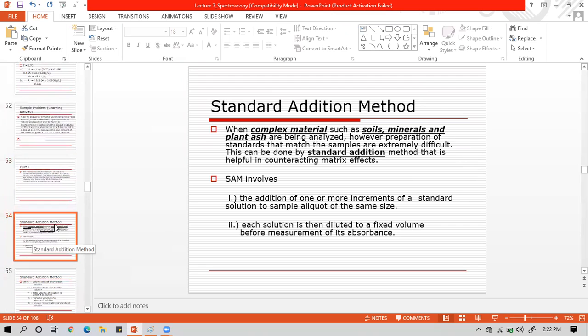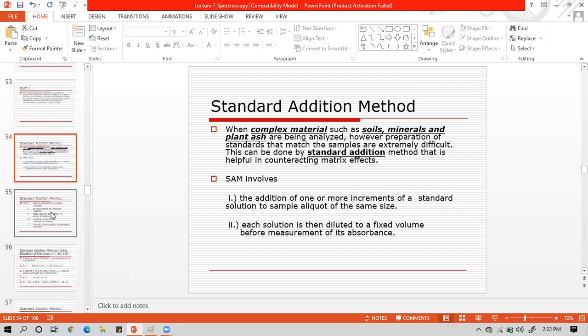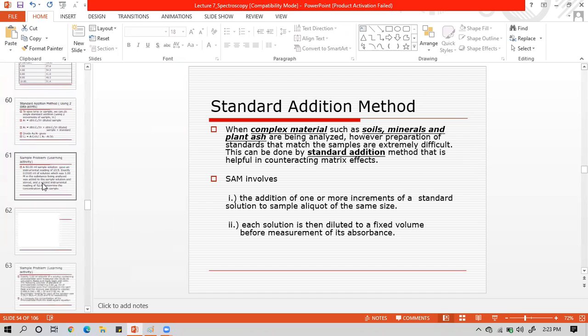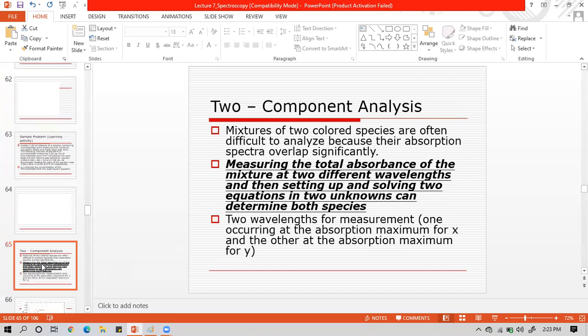Then we go to the standard addition method. This standard addition method covers only one problem that we will solve. And then we go to multi-component analysis, but we will discuss that in part 3 of our lecture, because it will be a long discussion.